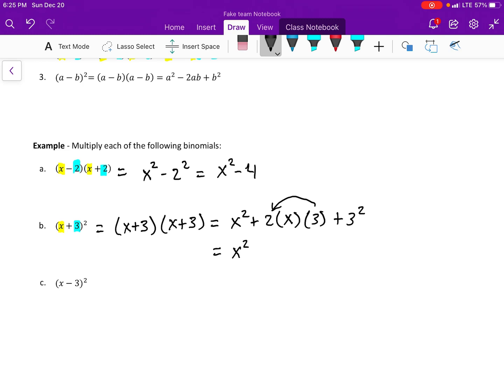And so what we have is x squared plus 2 times 3 is 6 times x. Again, you don't want to forget the x, make sure you carry it down. And then finally, 3 squared is just equal to 3 times 3, which is 9.